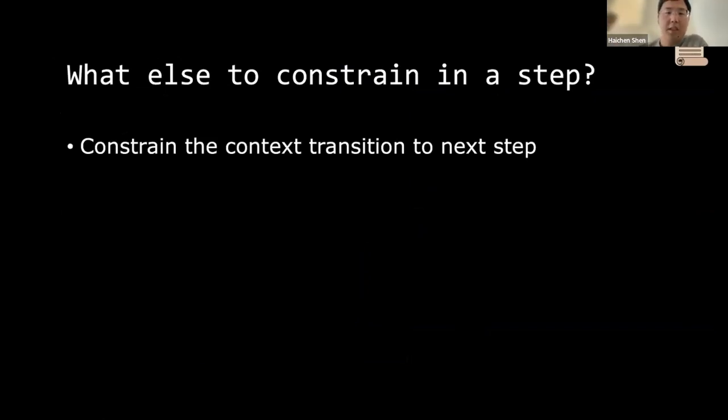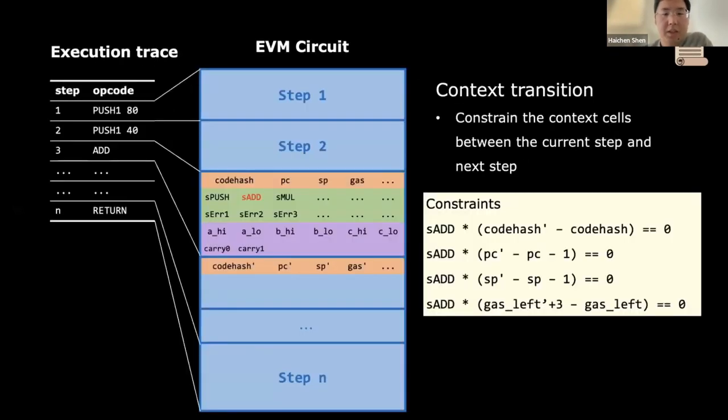Okay, so these are a few things you need to do inside the step. So what else do you need to constrain inside the step? Because for the previous part, those constraints are not enough to constrain all the behavior inside the step. So the first thing is you need to constrain the context transition from the current step to the next step. So what does that mean? For example, you need to constrain that the program counter will increase correctly, the stack pointer will behave correctly, and then the gas left. So you need to constrain the step context between the current step and the next step.